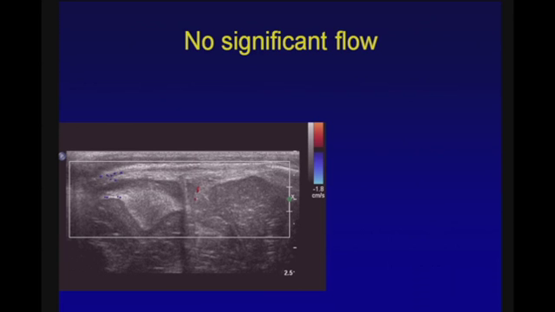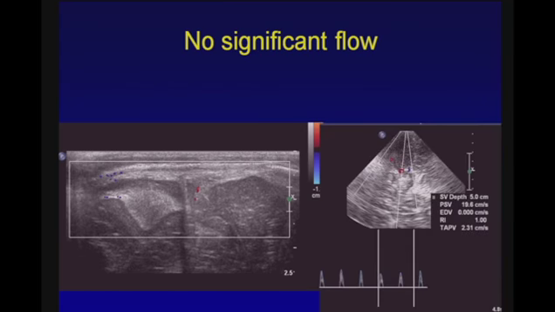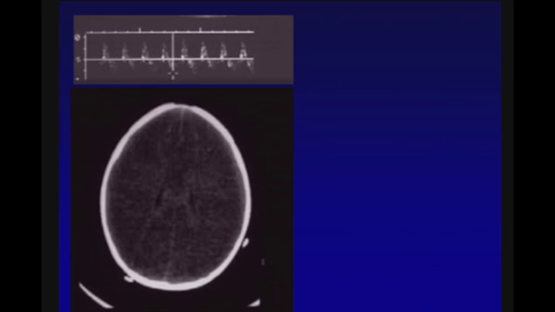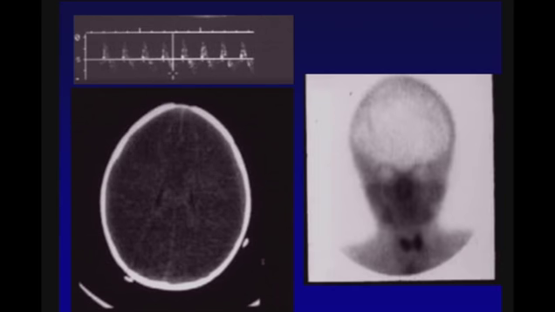So here's an infant, it was actually a child who had no flow in the intracranial vessels. This is already equal to brain death. When there's reversal of flow, if the fontanelle is closed, this pattern typically progresses to brain death in the next 24 hours. And here you can see confirmation with a nuclear scan.